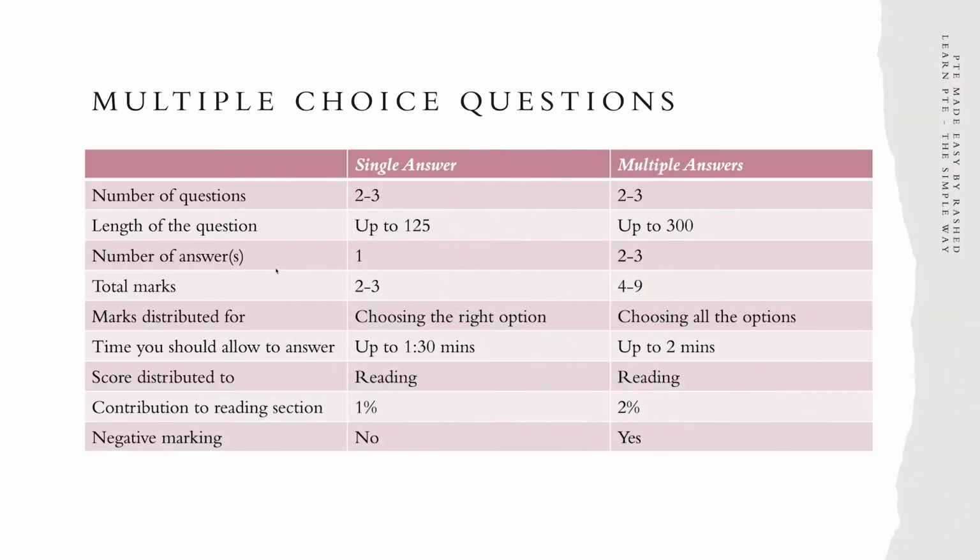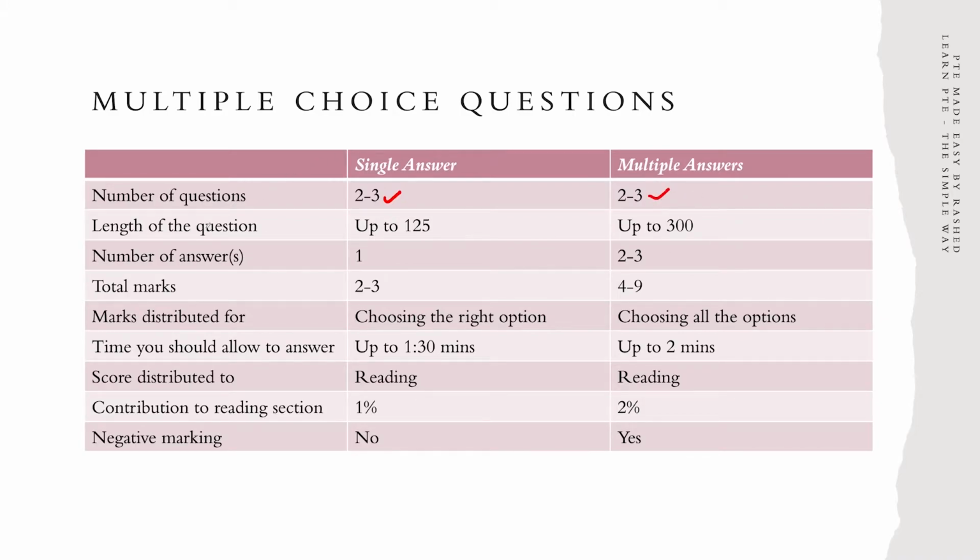Now let's find out all the facts of multiple choice questions together. Since it is multiple choice questions and you are going to follow the same strategy for both of them, I thought I can do it together. Multiple choice question, number of questions for single answer will be 2 to 3. For multiple answers, it will be also 2 to 3.